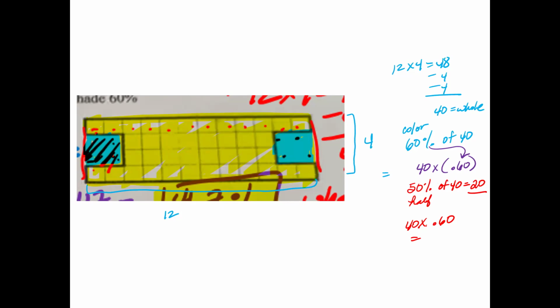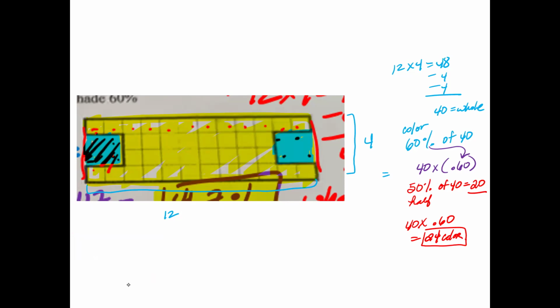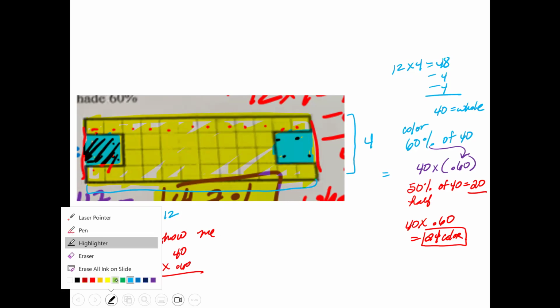What's 40 times 0.60? What is the answer? 24. So you're going to color how many squares? 24 squares out of 48. Later today, you're going to have to show me that you know how to do 40 times 0.60. Do you understand? Yeah. And I want to see that on your paper. So let's color it. Color 24 squares.